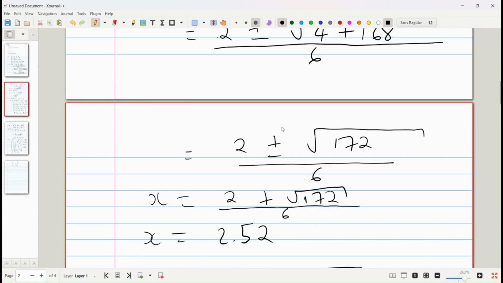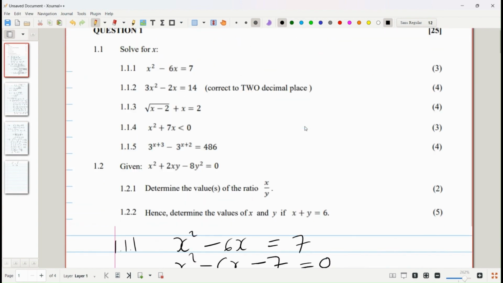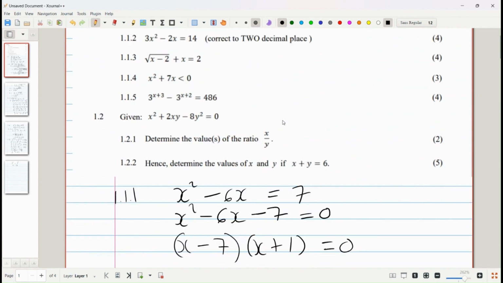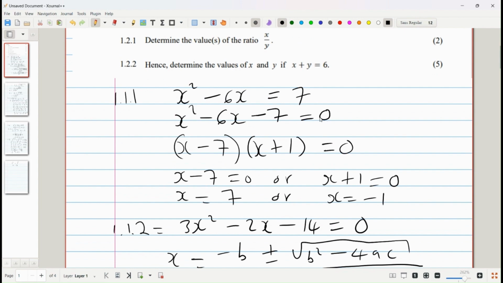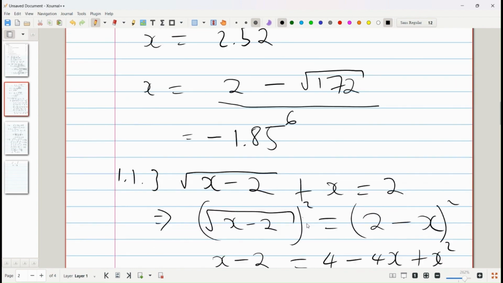So moving forward to the next question, we move to 1.2. So 1.2, we are given an equation which is x squared plus 2xy minus 8x squared equals to 2. And now they ask us 1.2.1, we need to determine the values of the ratio x divided by y. So let me get the question.